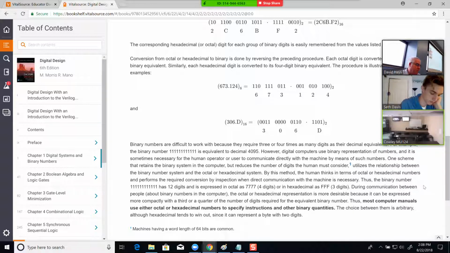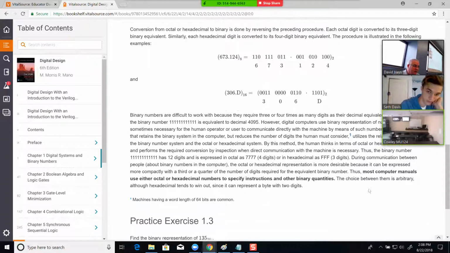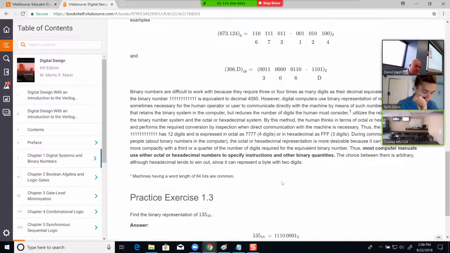Most computer manuals use either octal or hex decimals to specify instructions and other binary quantities. The choice between them doesn't really matter, because hex is superior because it can represent a byte with 2 digits. Again, your goal is conservation of space. And that's why, remember how I said before you can represent a very large number with fewer digits? So that's what it's referring to.